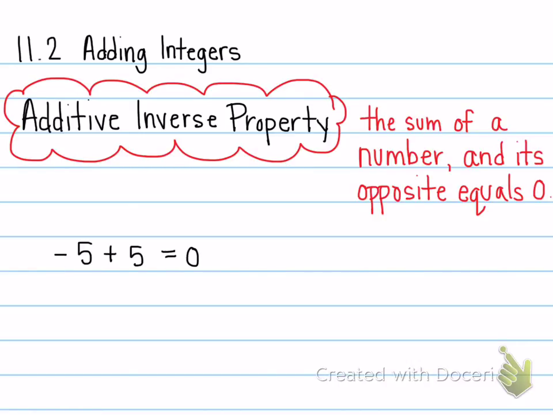If you're looking at an equation like this, x plus 7 equals 0, you know that to add 7 to a number to equal 0, that x would have to equal -7, because -7 plus 7 equals 0. We're going to use this idea in the first process I'm going to show you for adding integers.